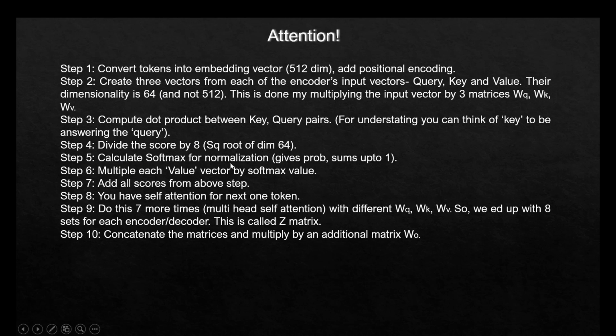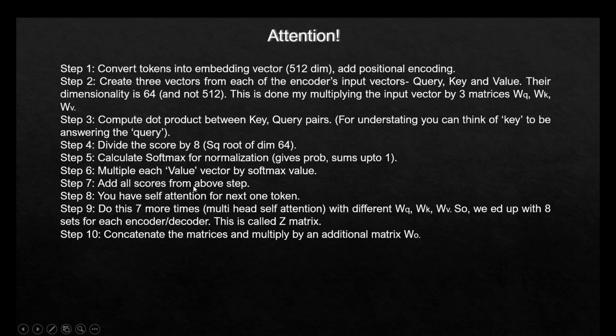After that, you compute the softmax for normalization. For those of us who don't know, softmax is a function that squeezes a range of values between 0 and 1, and the values that are most relevant will have the highest value. It turns them into probabilities so that they all sum up to 1, and we have a nice clean-looking picture of probabilities. Then you multiply each value vector by the softmax value. And why do we do that? We'll see that in a minute.